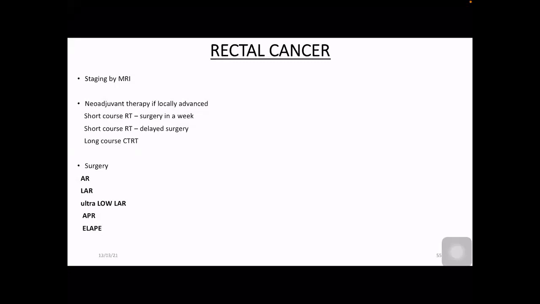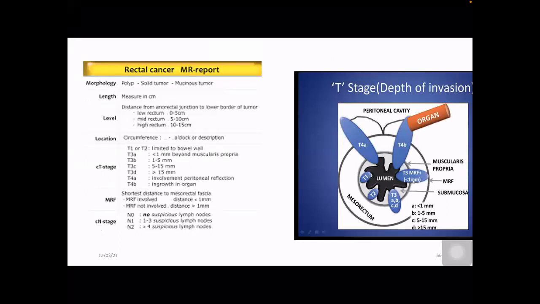I'll show the next slide. This slide explains the rectal cancer MRI report. It clearly gives at what level the tumor is: low rectum, mid rectum, or high rectum. How does it give this? Based on the distance from the anorectal junction to the lower border of the tumor. If it is 0 to 5 centimeters, it is low. If it is 5 to 10 centimeters, it is mid rectum. If it is 10 to 15 centimeters, it is high rectum.